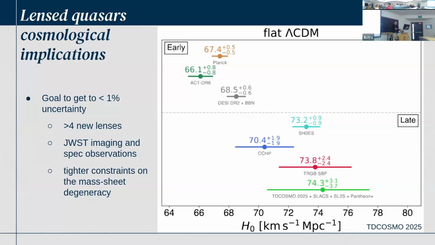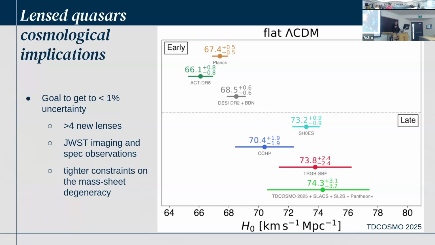Next year, we hope to add 4 more lenses to our sample. We also aim to integrate JWST high resolution imaging and spectroscopic data. And we also hope to minimize the mass sheet degeneracy, the main source of our error, as much as possible using external samples as well.